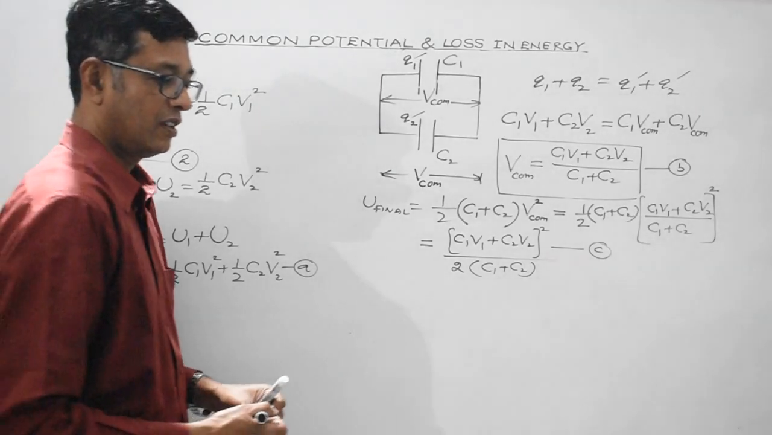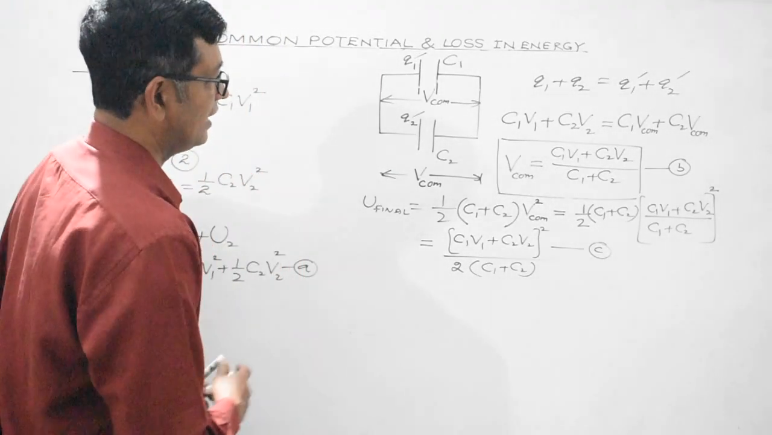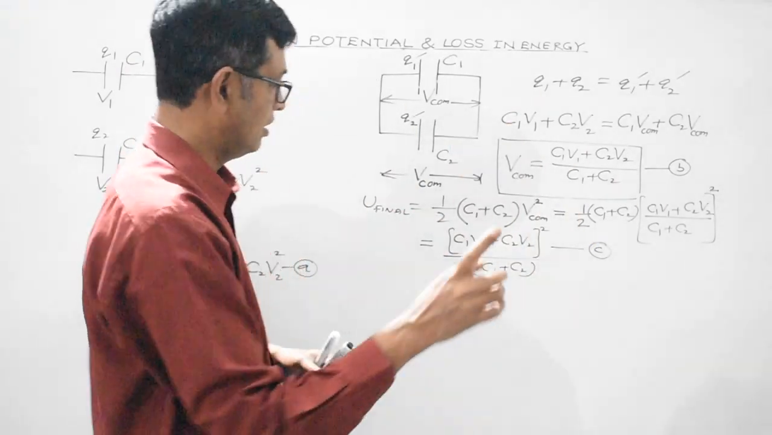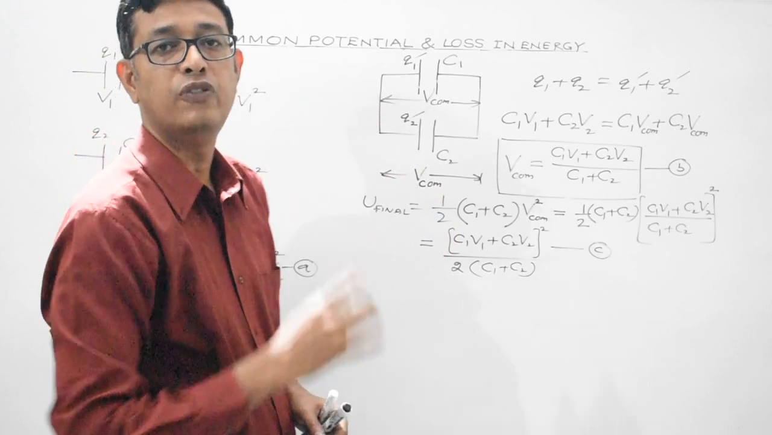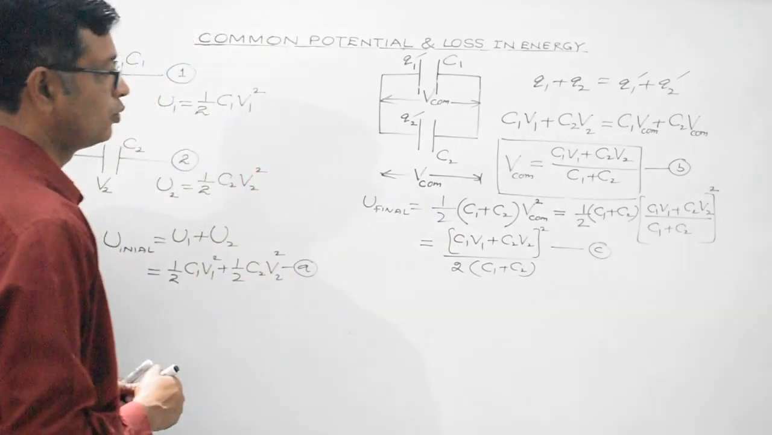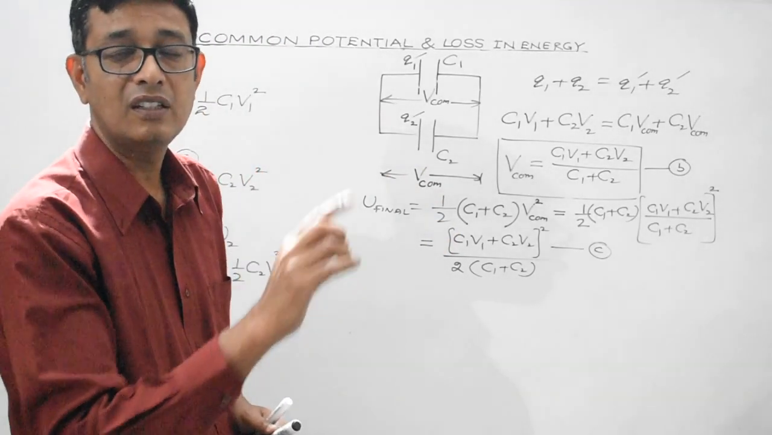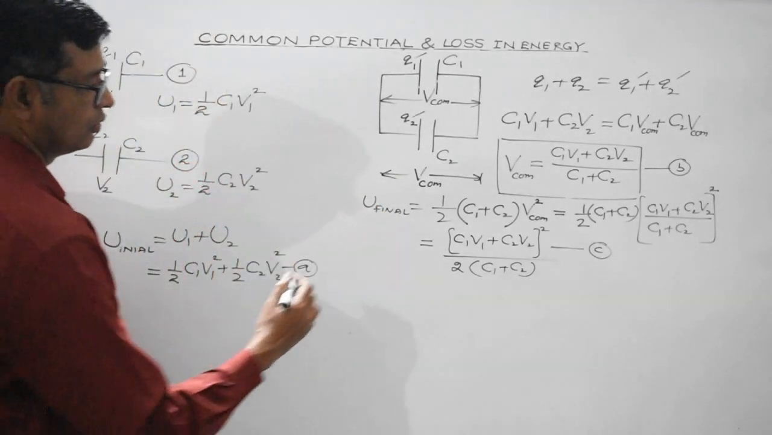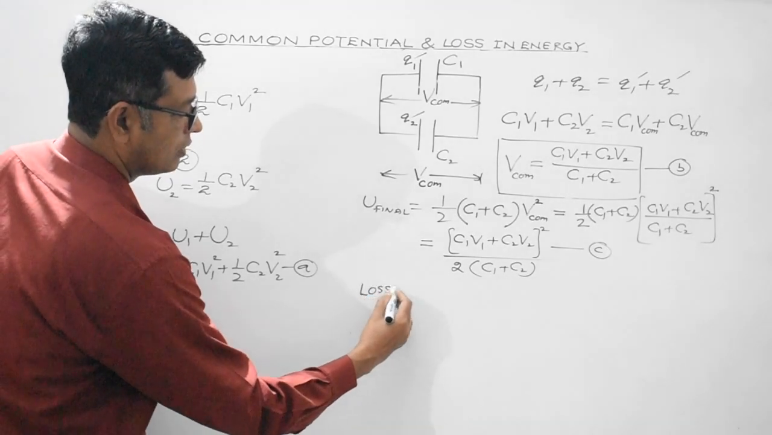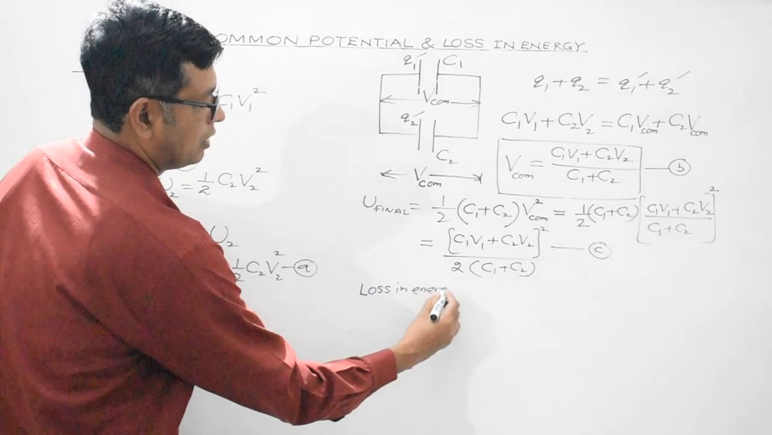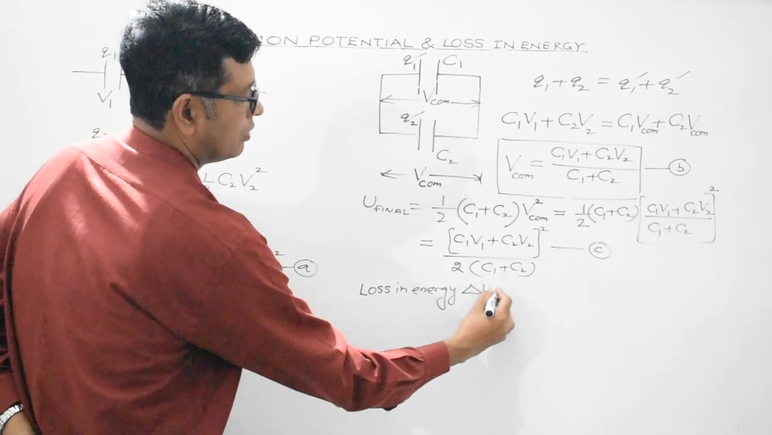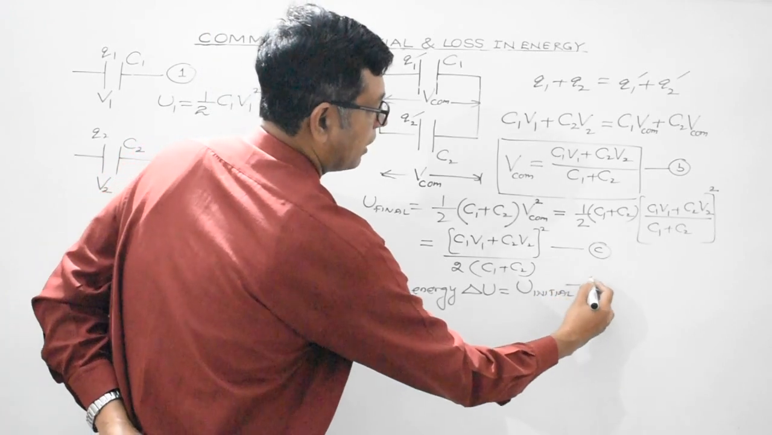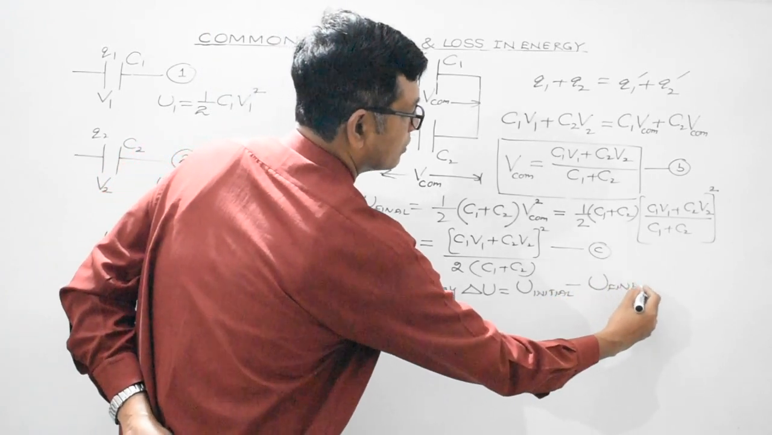Now, in order to prove that actually when they are connected together there is some loss in energy, we need to prove that U initial is greater than U final, right? For that we need to prove that U initial minus U final is greater than 0. So let's find out the loss in energy then. Loss in energy can be represented by del U. It will be equal to, loss means initial energy of the system minus final energy of the system.